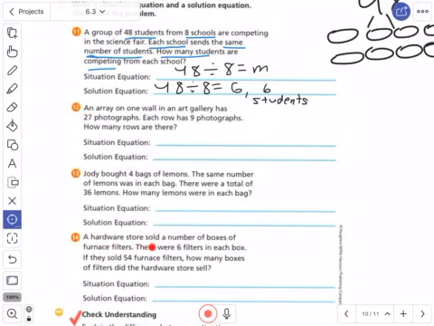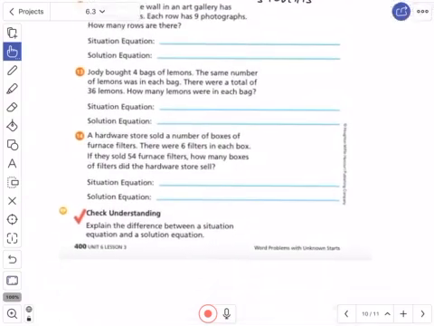A hardware store sold a number of boxes of furnace filters. There were 6 filters in each box. If they sold 54 furnace filters, how many boxes of filters did the hardware store sell? So again, do your situation equation and your solution equation. And then down below, check your understanding. Explain the difference between a situation equation and a solution equation. We can come back and check your answers.